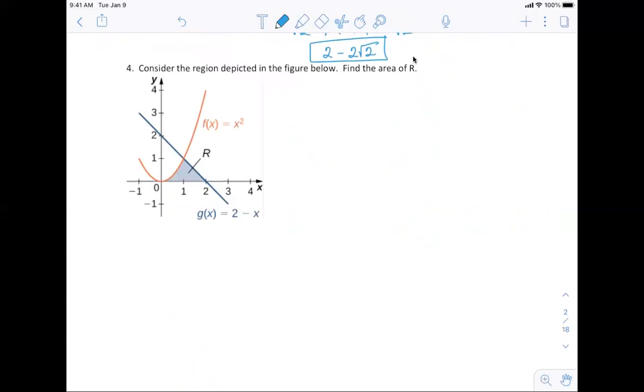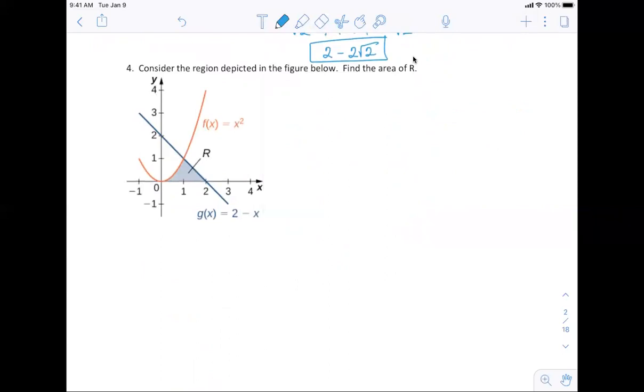Okay, here is another example where we might need two integrals, or we can think of looking at this in a different way. So we want the region that is shaded in there. So that's just the area under the curve x squared from 0 to 1 plus the area under g of x from 1 to 2.